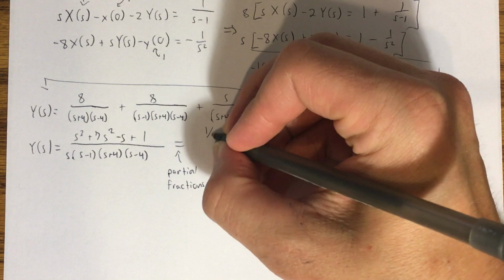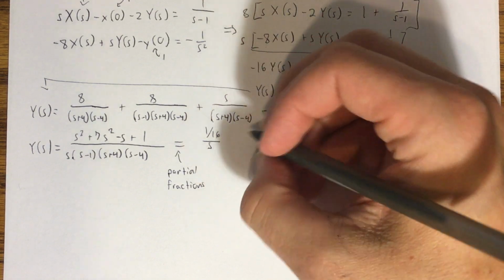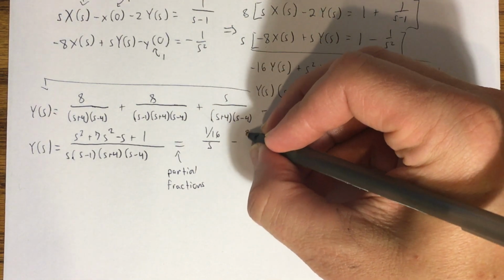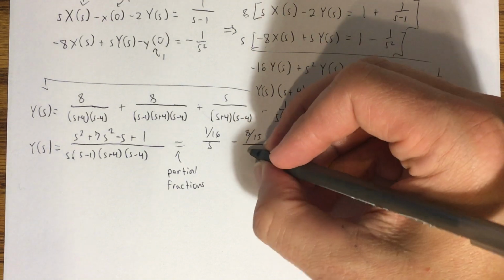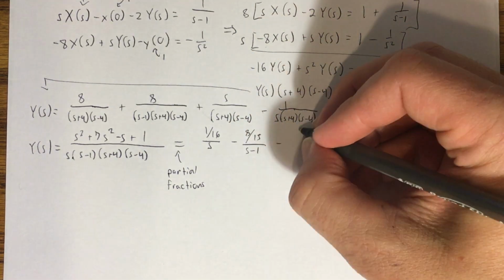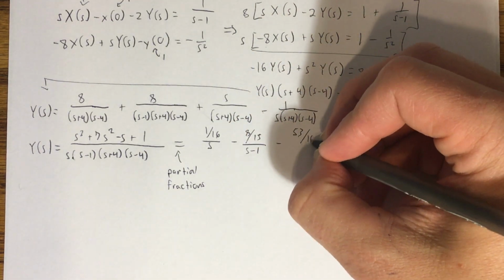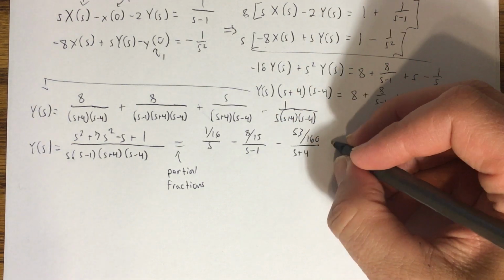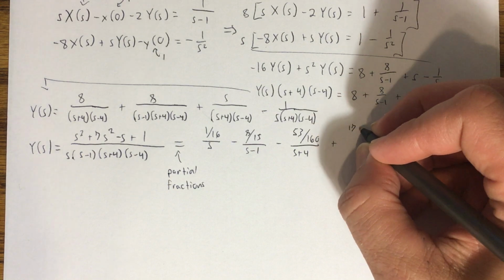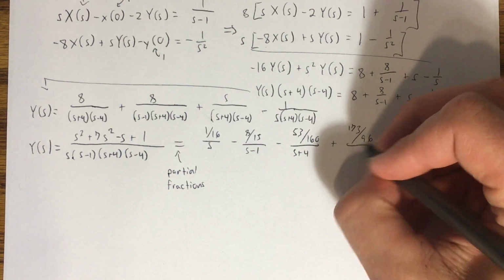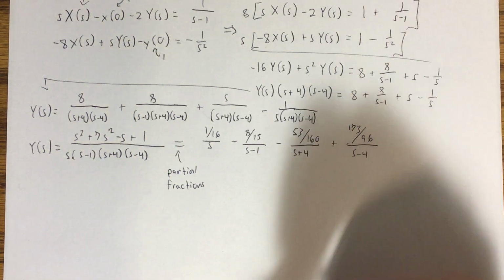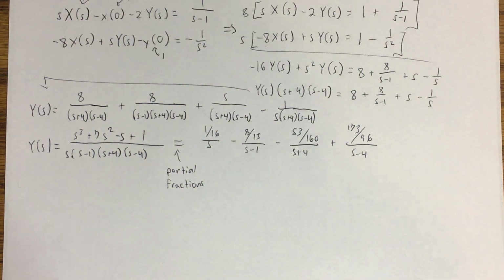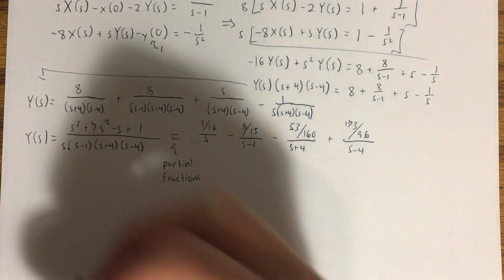But what this should come out to is 1/16 over s minus 8/15 over s minus 1 minus 53 over 160 over s plus 4 plus 173/96 over s minus 4. Okay? From here, we could do a very straightforward inverse Laplace transform of both sides to get this.